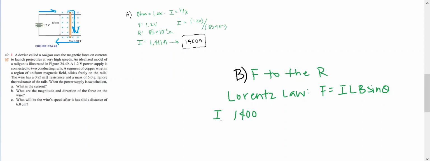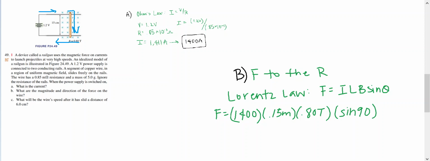Let's just go ahead and plug this into our equation. So we got the current of 1,400 times the length, which was given in the problem, 15 centimeters. We convert that to meters, we get 0.15 meters. The B field's magnitude is given in the picture, 0.80 teslas. And the angle, as mentioned, was sine of 90.